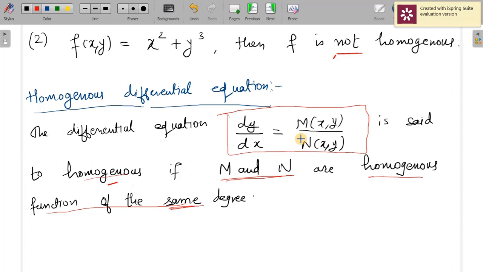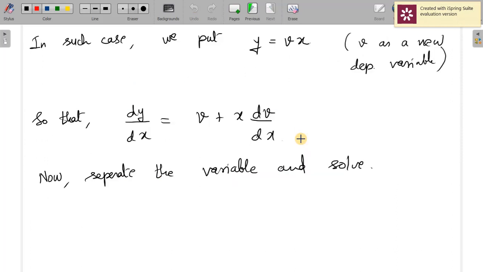So let's demonstrate. Okay, let's first see the working rule for this. What we will do is change the dependent variable to a new dependent variable with this substitution, y is equal to vx. v is the new dependent variable. Now with this substitution, remember that v is a function of x.